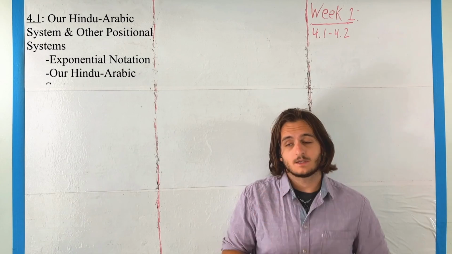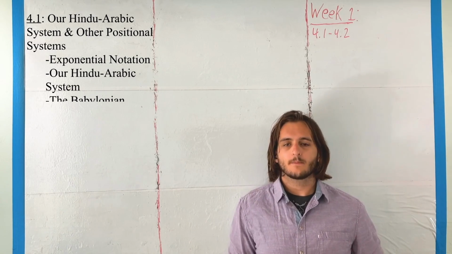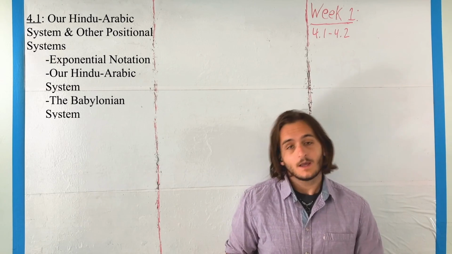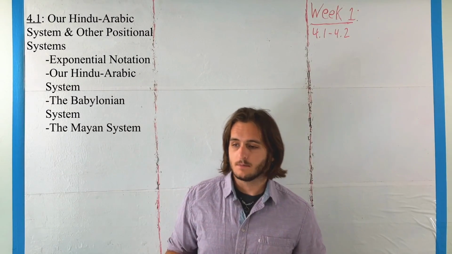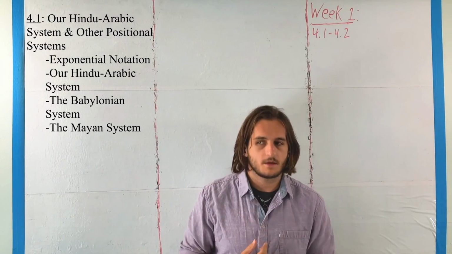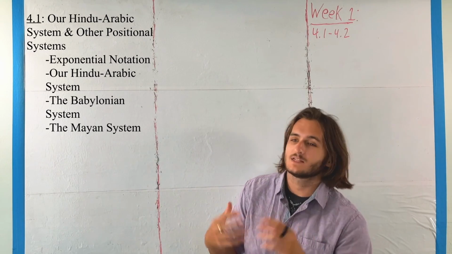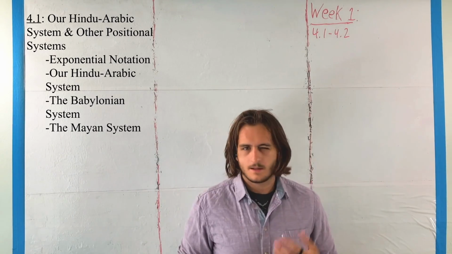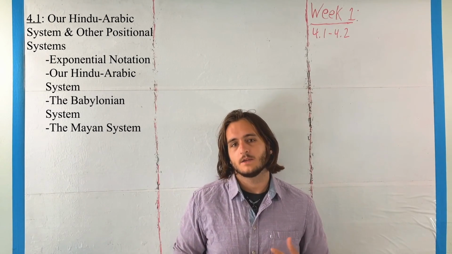First, looking at our system, the Hindu-Arabic system of numeration, or Arabic numerals if you prefer, along with some other historical systems for comparison, including the Mayan system and the Babylonian system, because there's really nothing that says the one that we have now is the only one that has ever been, or the only one that could possibly be. So we're going to take a couple of options here, and then later on in the chapter next week we'll see some different ways that things could have gone as well.